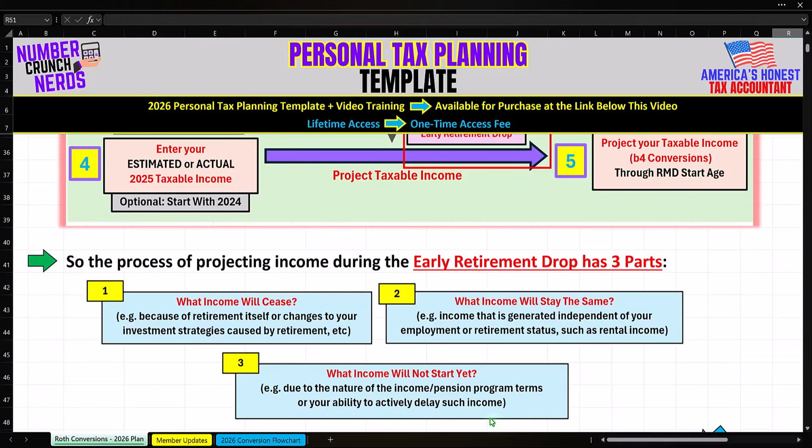And so if you employ your ability to actively delay such income, not only does it increase the amount of income you will collect when it ultimately starts, as is the case with Social Security, but it may open up a lot of room in those early retirement drop brackets, which is the perfect opportunity for us to get a fair amount of Roth IRA conversion done before these programs kick in and before RMDs start.